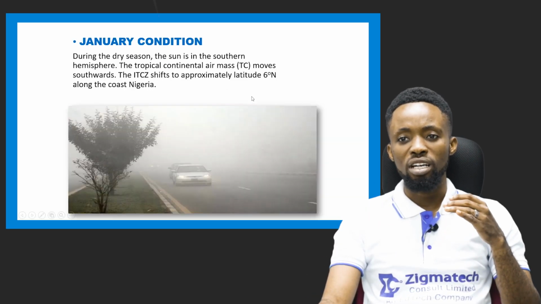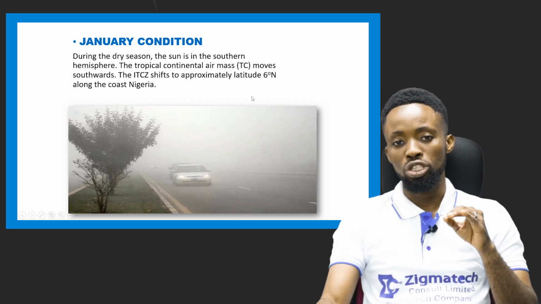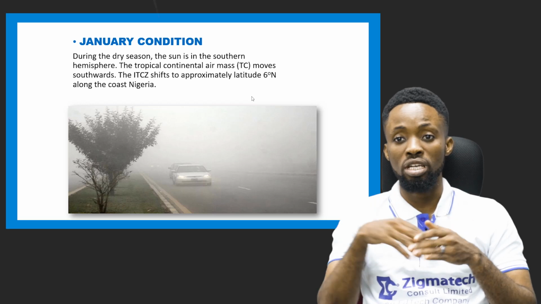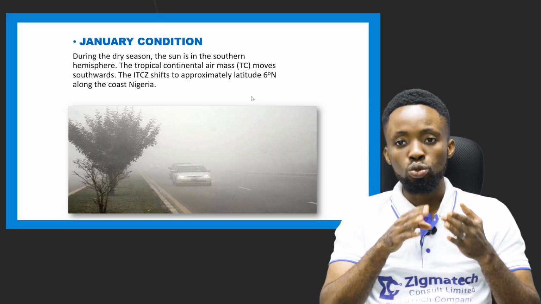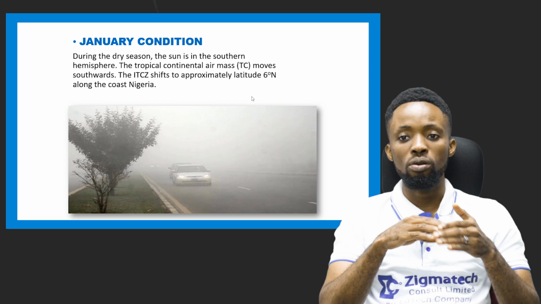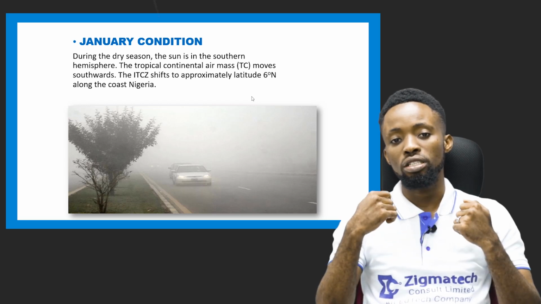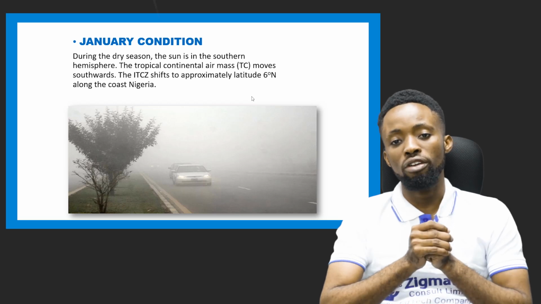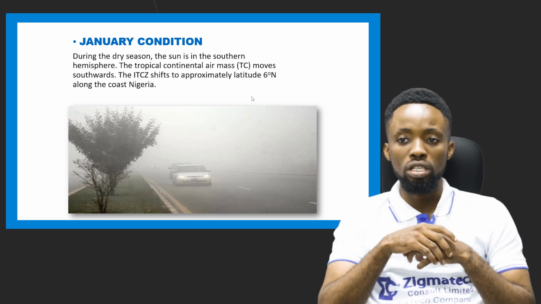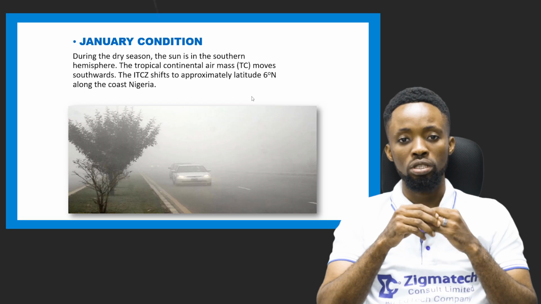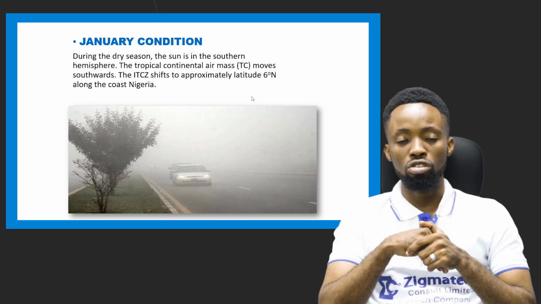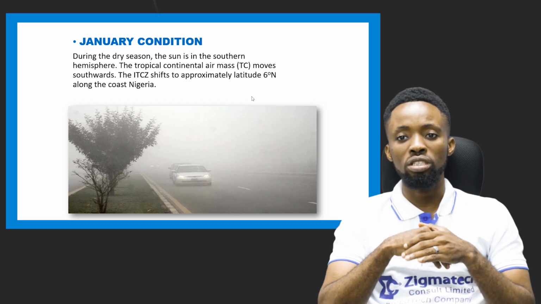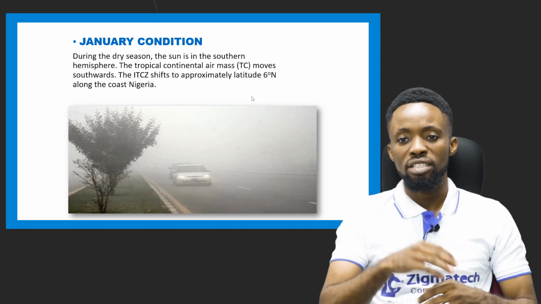So let's look at two conditions. Now, owing to the fact that we have the tropical maritime and the tropical continental, we have two conditions which we call the January condition and the July condition. Now, let's start with the January condition. This January condition relates to the tropical continental air mass, and it's found during the dry season.